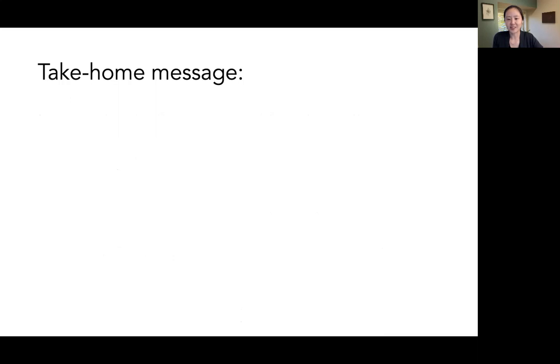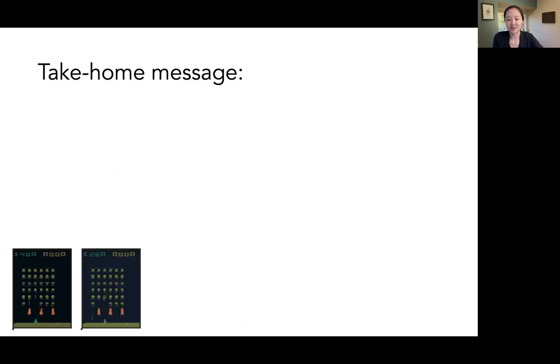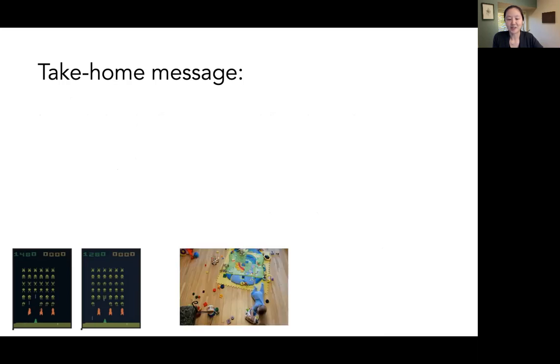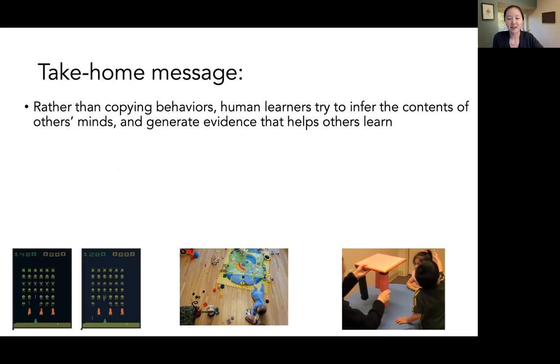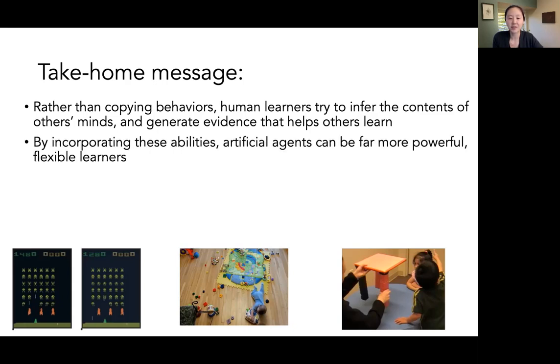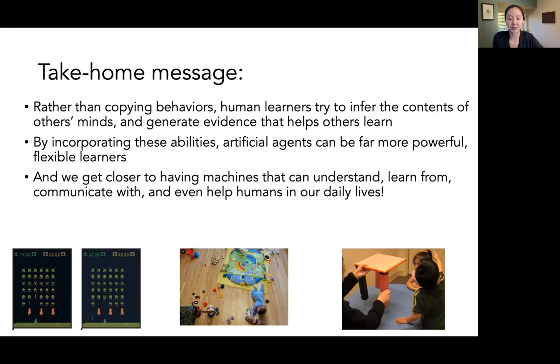So the take-home message is that this is not how humans learn. And this is not how humans learn either, although this does happen. But maybe human learning often looks more like this. Rather than just learning from one's own actions and learning from copying others, human learners are trying to infer the contents of others' minds, and they generate evidence that helps others learn. By incorporating these abilities, artificial agents can be far more powerful and flexible learners. And perhaps we can get closer to having machines that can understand and learn from, communicate with, and even help humans in our daily lives.